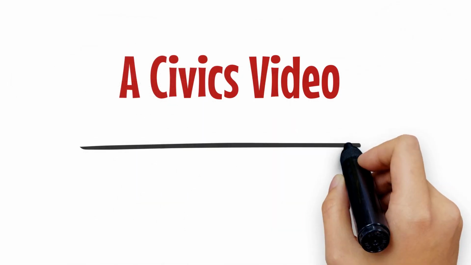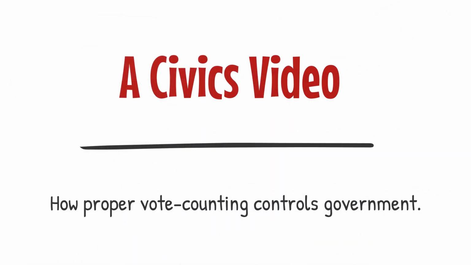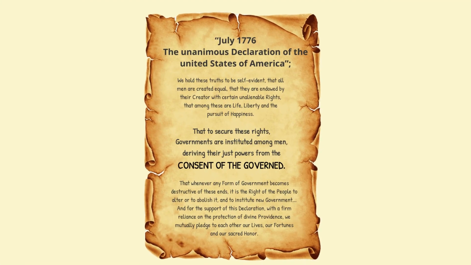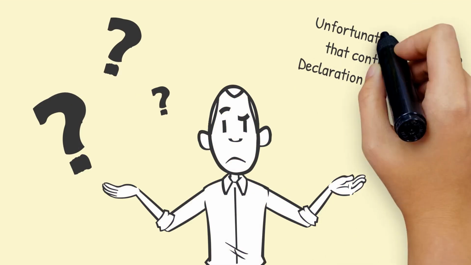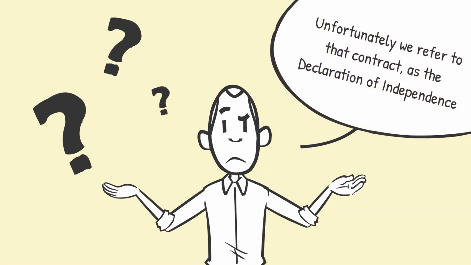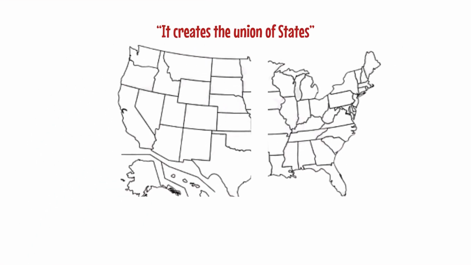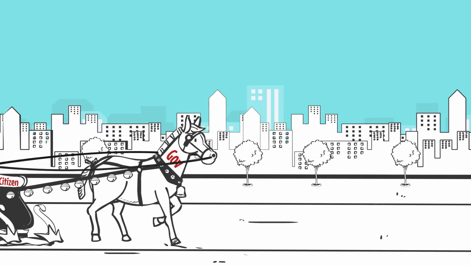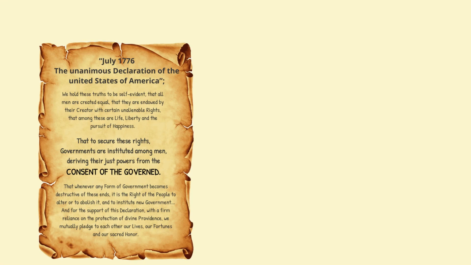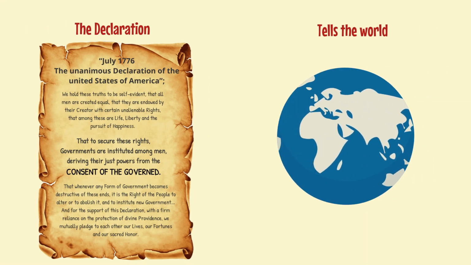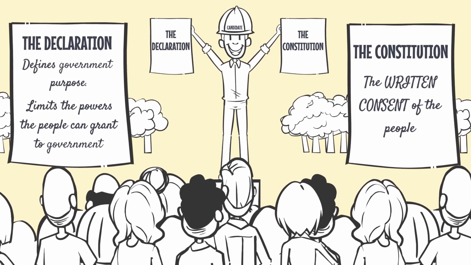A civics video. How proper vote counting controls government. The USA was put to paper in 1776 with the unanimous Declaration of the United States of America. Unfortunately, we refer to that contract as the Declaration of Independence. It creates the Union of States and identifies us, the governed people, as the controlling authority over the government we've created. The Declaration tells the world that our government gets its honorable power from the consent of the governed.